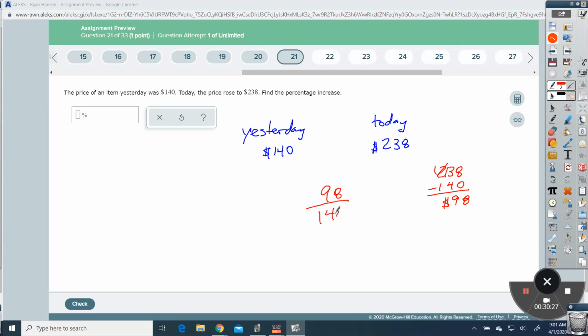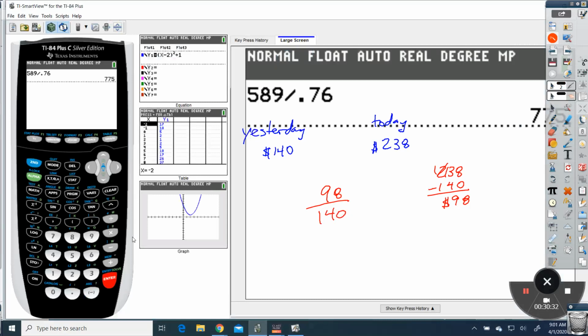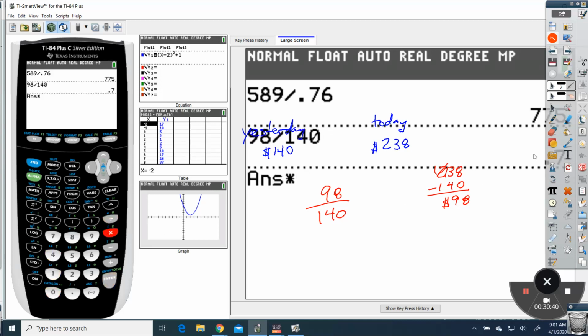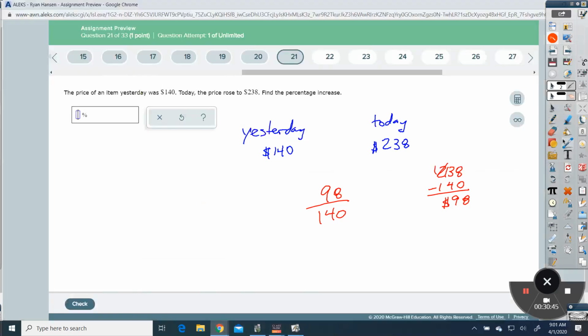So 98 over 140, 98 divided by 140 is 0.7. So the percent increase was 70%. So 70% of this total price, if we add that on, is what we were paying today. So that's how you would find the percent increase. You find the difference and divide it by what the price was originally, okay? So that's that problem.